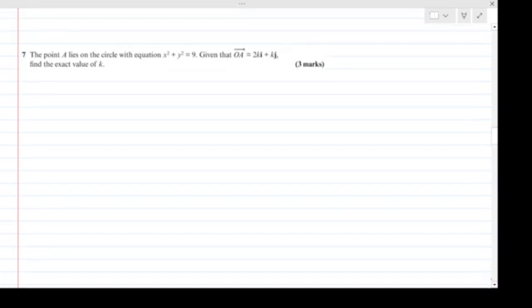We're told the point A lies on the circle with equation x squared plus y squared is 9. Interesting. Now we've got x and y's, like the normal coordinate grid. We're given the vector OA is 2ki plus kj. We need to find the exact value of k.